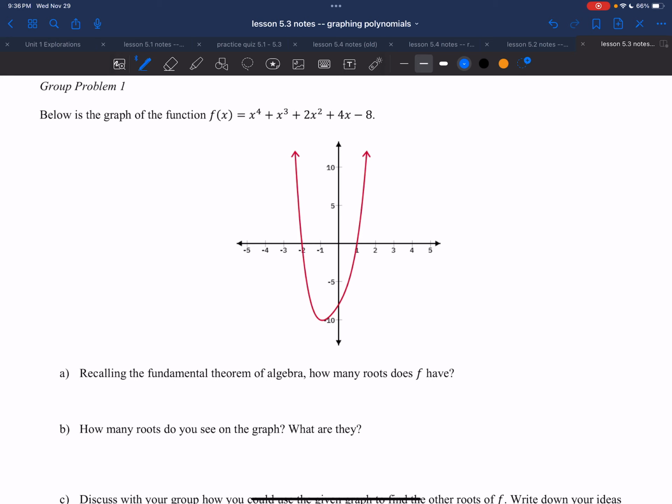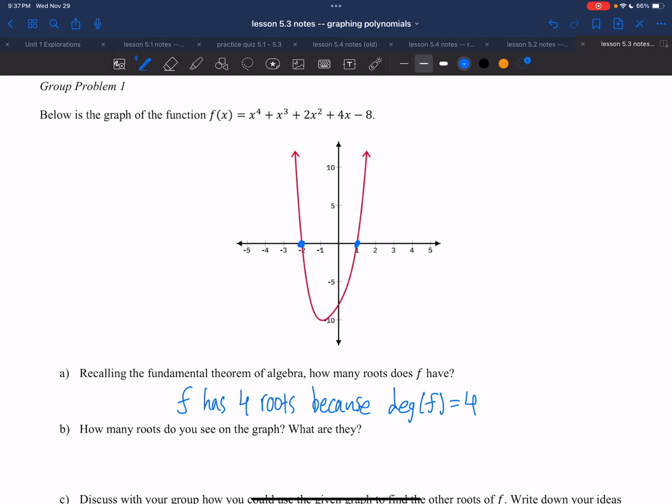So how many roots does f have? F has 4 roots because the degree of f equals 4. And this is because of the fundamental theorem of algebra. Thing is, how many roots do you see on the graph? 1, 2. I only see 2 roots.